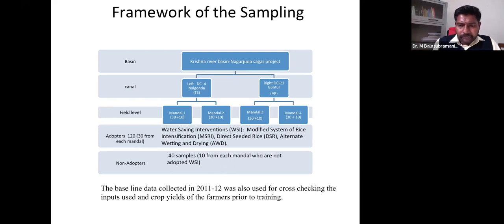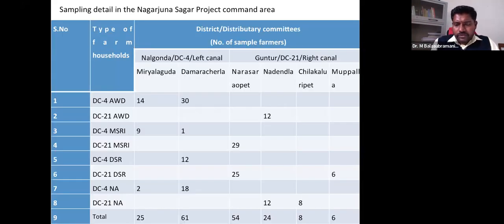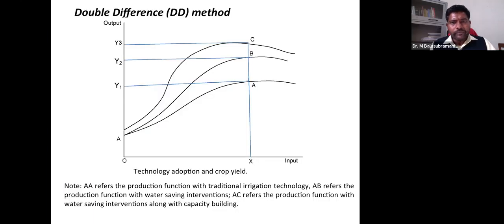The total sample size comes to 178, in these two districts, as I said already. So using this double difference, we are going to see how the technological improvement because of this water saving intervention increased our output. That we are going to see here.